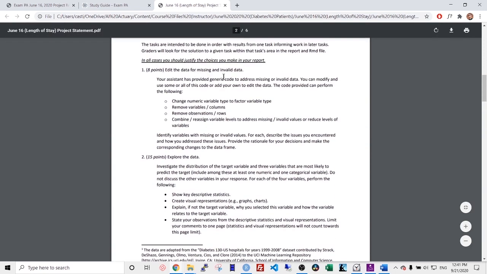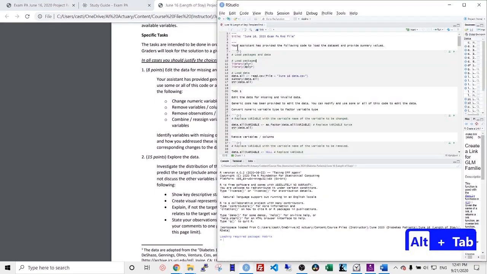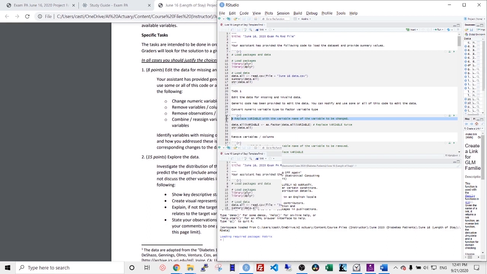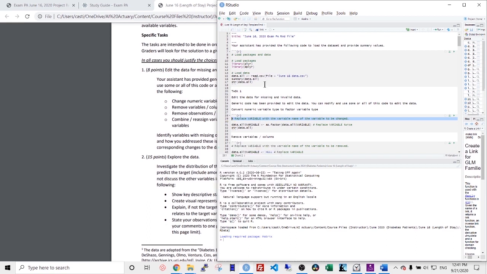Edit the data for missing and invalid data. So there in the R Markdown file, there's a lot of commentary, and there are also comments that tell you what to do. In some cases, I will use my own code. In other cases, I'll use the provided template code. Use your own best judgment. If you can do something faster on your own, then by all means do it. But if you practice by using the SOA template code, then it's best to stay with what you know well.